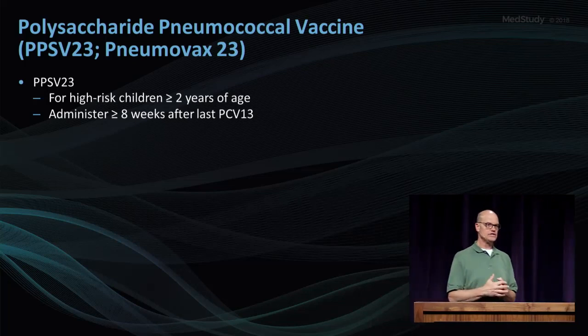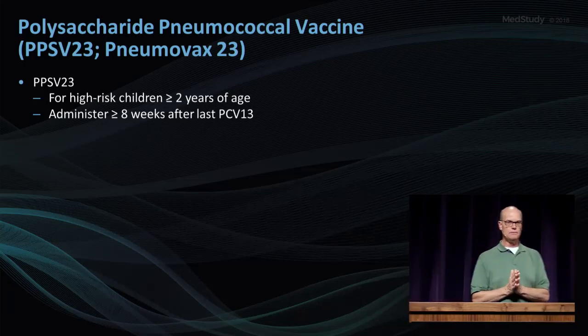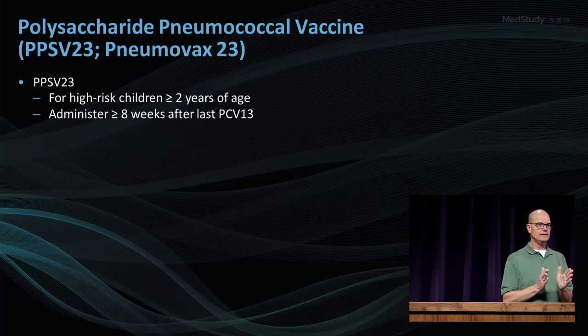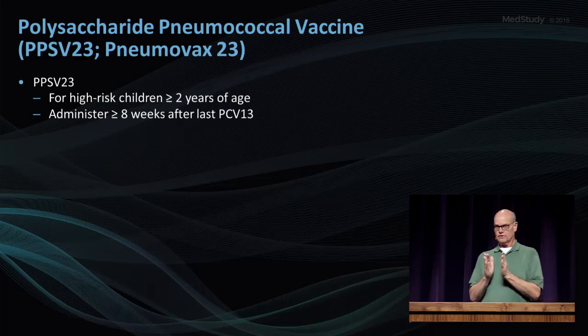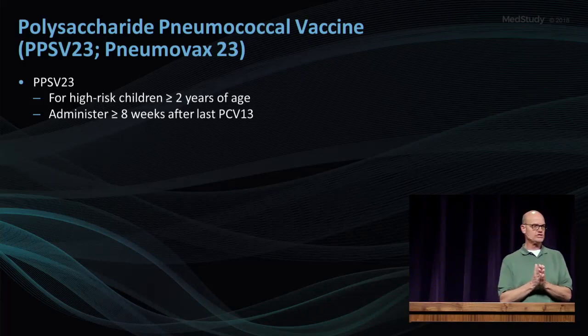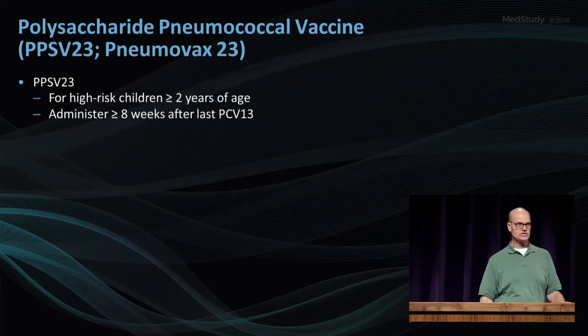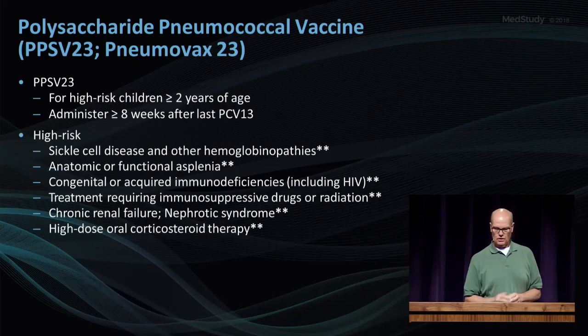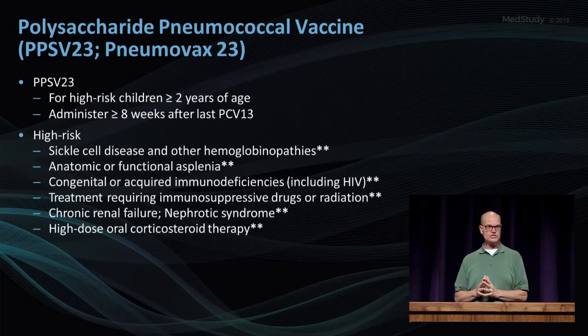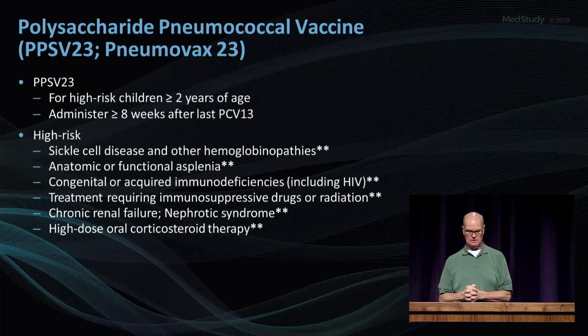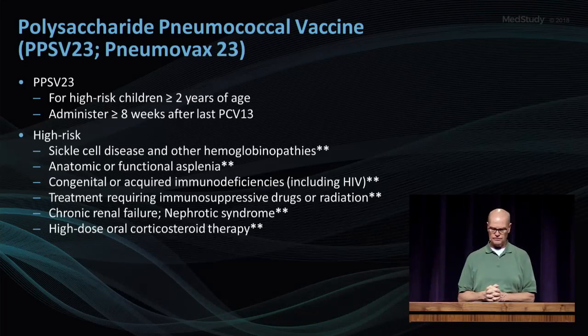However, for high-risk individuals, you're going to want to remember that after you have completed the course of pneumococcal conjugate vaccine, you're also going to want to consider the use of polysaccharide vaccine. Who should get it? These individuals should receive the polysaccharide vaccine. Hemoglobinopathies, functional or anatomic asplenia, various immunodeficiencies, chronic renal disease, and those on corticosteroids.